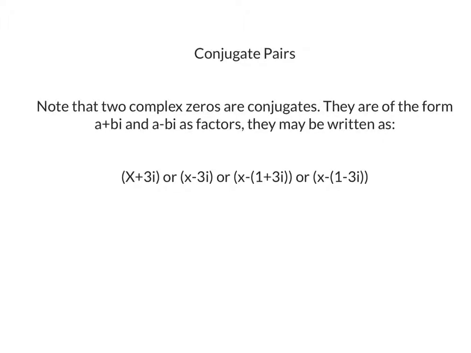So conjugate pairs, what we need to note is that two complex zeros are conjugates. They are of the form a plus bi and a minus bi as factors. And they may be written as x plus 3i or x minus 3i, or x minus 1 plus 3i or x minus 1 minus 3i. The one part that I do want to point out, however, is that if we write them as the last two, we do need to distribute the negative. So this would actually be as one full factor, x minus 1 minus 3i, and the other one would be x minus 1 plus 3i.